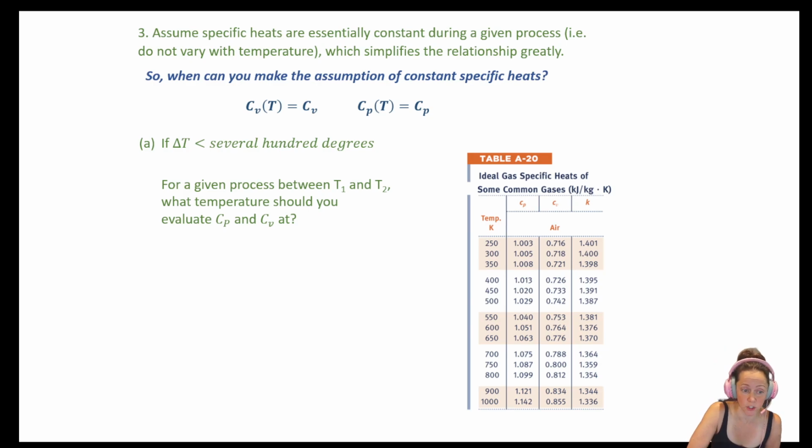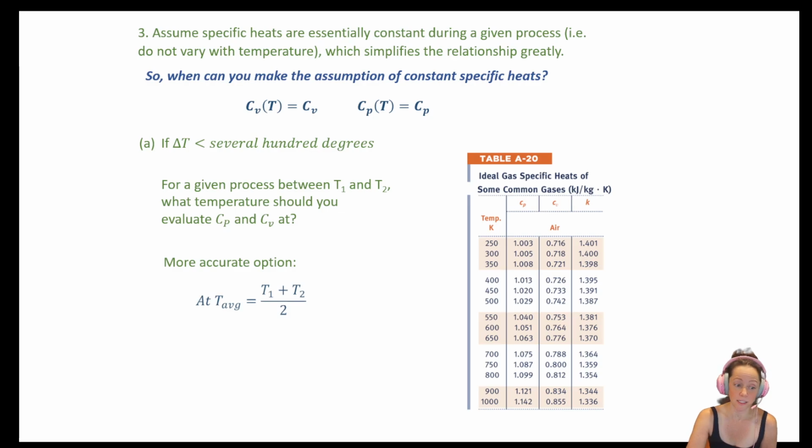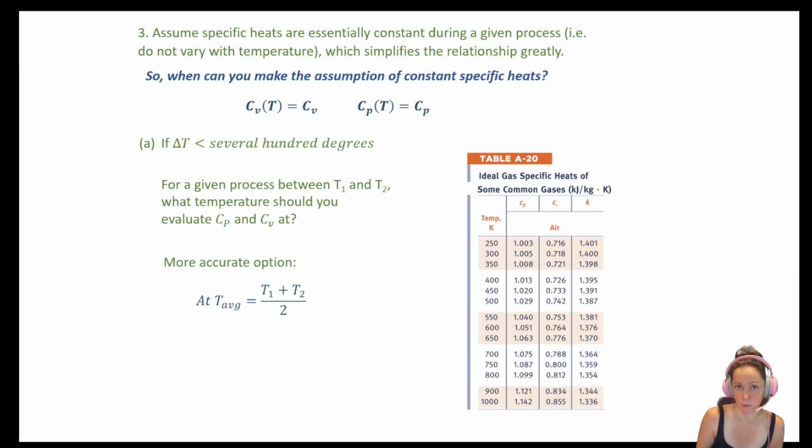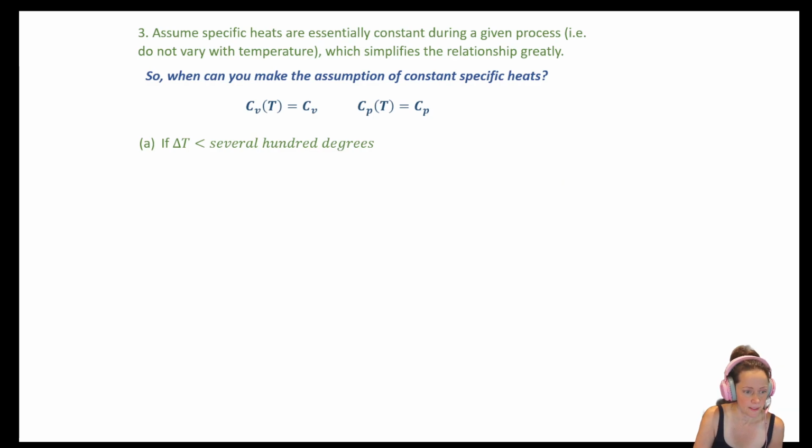So what temperature should you take it at? Should you take it at T1 or T2? Well, the most accurate best practice is going to be taking it at the average temperature, so T1 plus T2 divided by 2. Less accurate is at 300 Kelvin. Sometimes we use this to analyze certain thermodynamic cycles, and it's just a convenient value because for those cycles, you might be looking at several processes, and so getting an average temperature is maybe a little bit more difficult. But in this class, use the average temperature between T1 and T2, unless you're specifically told to take it at a particular temperature.